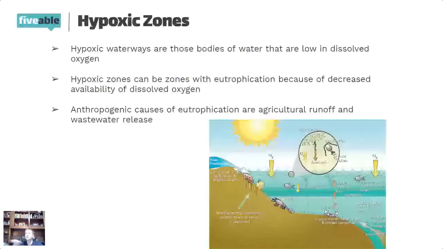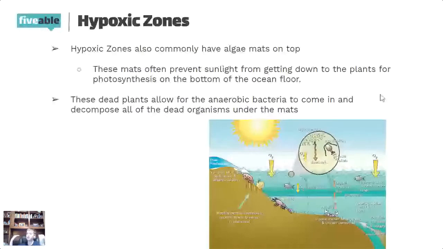So hypoxic zones have these algae mats on top. These mats prevent sunlight from getting down to the plants on the ocean floor for photosynthesis. Sunlight is required for photosynthesis, just like carbon dioxide. And then these dead plants allow the anaerobic bacteria to come in and decompose all of the dead plants. So these plants are going to die, and the decomposers are going to come in, and there's going to be even less dissolved oxygen sometimes.